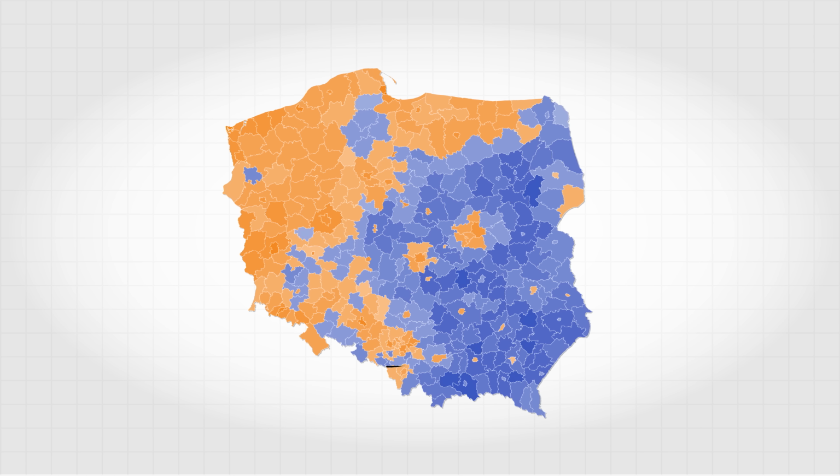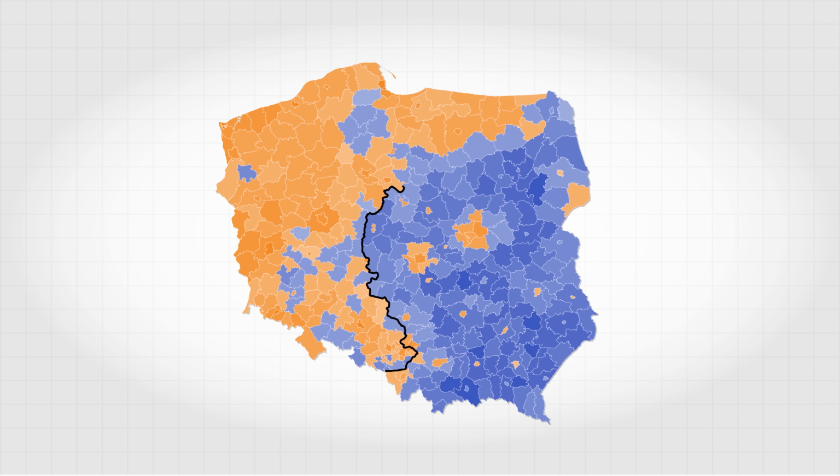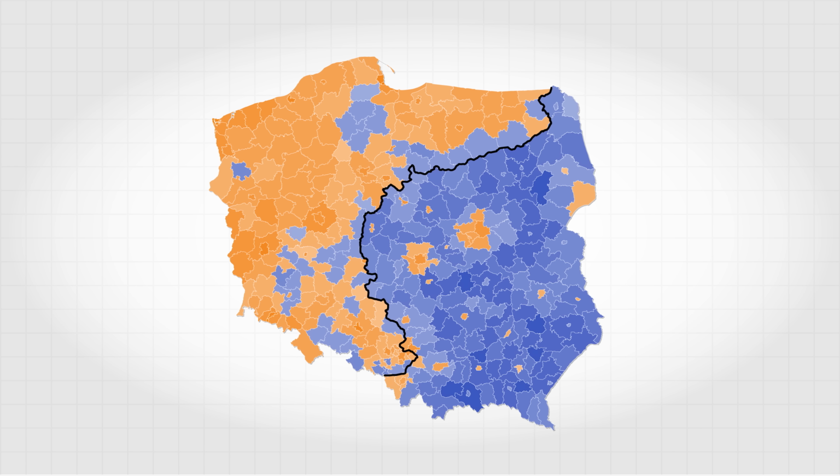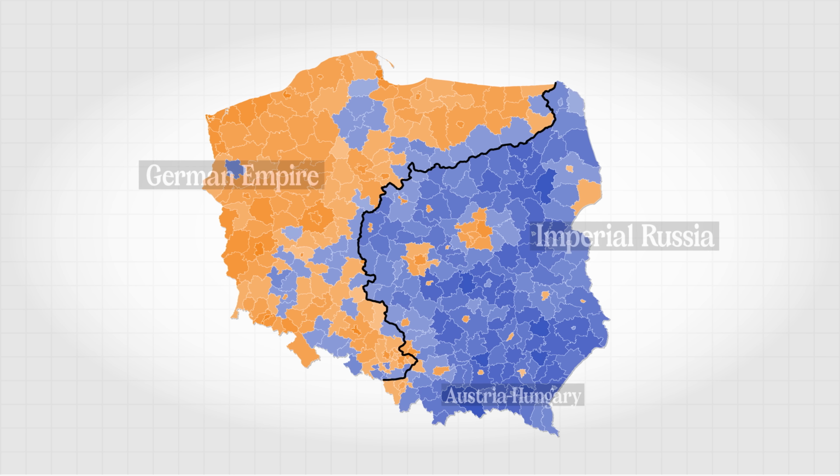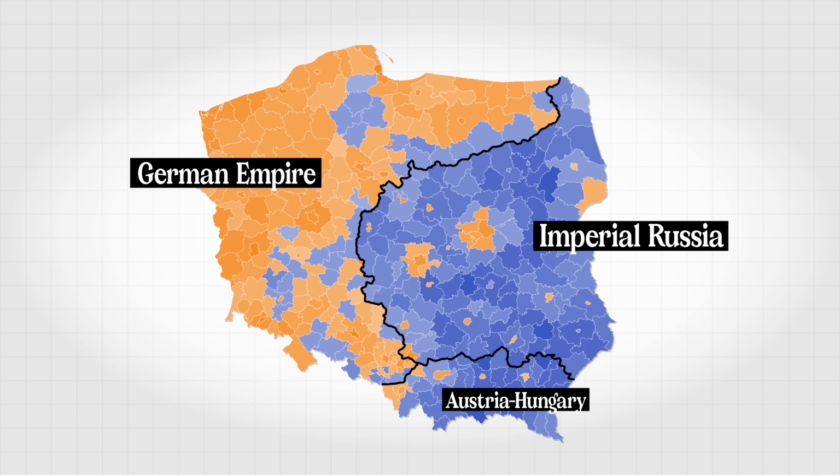But another key one does too, one that follows almost exactly the old imperial border that once divided the Polish lands within the German Empire to those under the control of Russia and Austria. This isn't a unique case to Poland. Europe, with its millennia-long history, has a lot of these.